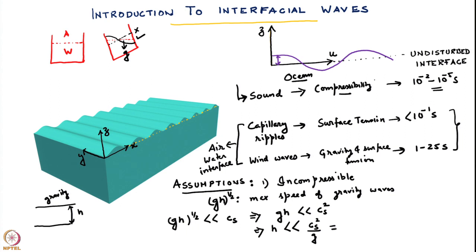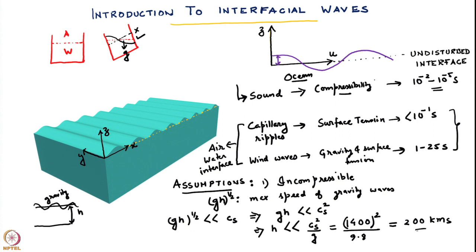Let us calculate how much this is. In water, I will approximately take the speed of sound to be about 1400, slightly more than that, and g is 9.8. If you work this out, this approximately evaluates to 200 kilometers. So this tells me that as long as the layer on which the interfacial waves propagate, so I am looking at waves on the interface, has thickness less than 200 kilometers, we are absolutely fine in saying that the speed of sound is infinite compared to all other wave speeds in our system.